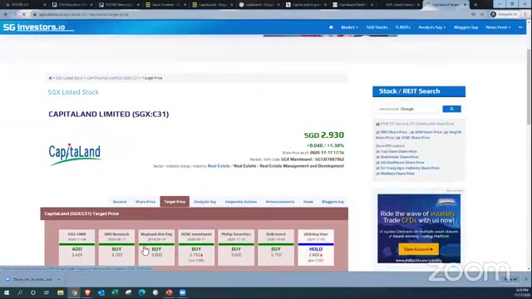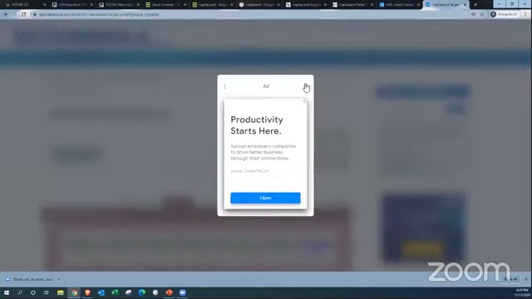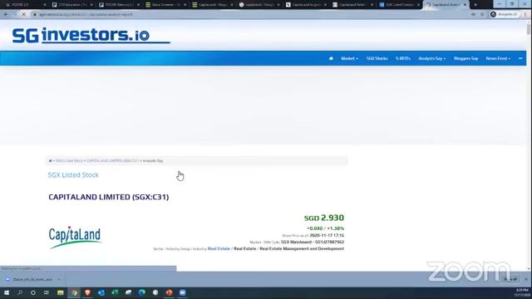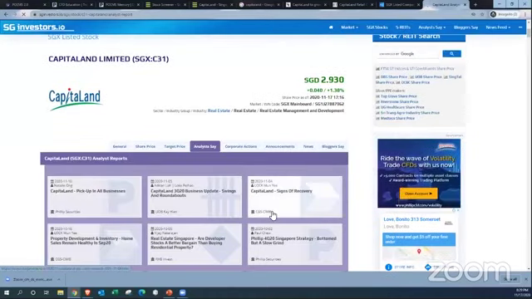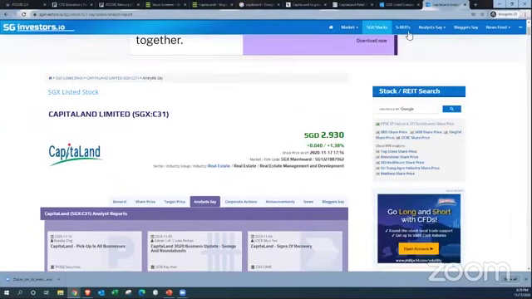You also need to take note, because some of them may not be upgraded. You can see that most of the analysts are quite positive about CapitaLand, except for UOB Kay Hian. From here, if you want to read up, you can read all the different analyst reports and understand why they give certain views. So this is a useful website for all the Singapore stocks and REITs.